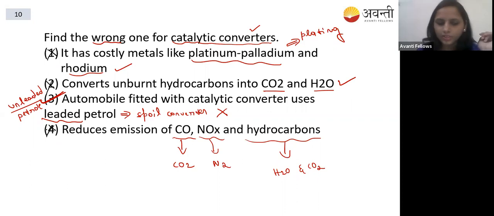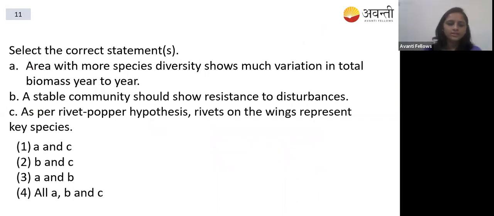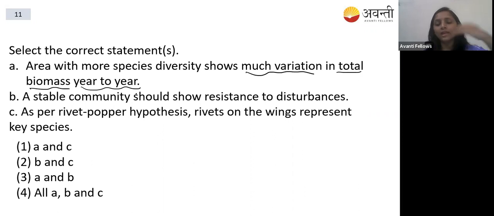Okay, fine. So let us go to the 11th question. Select the correct statement. Option A says an area with more species, for example, if you take one area where there is more species diversity, different animals, different organisms, will show much variation in the total biomass year to year. So what they are telling is that there will be a variation in the biomass from year to year.